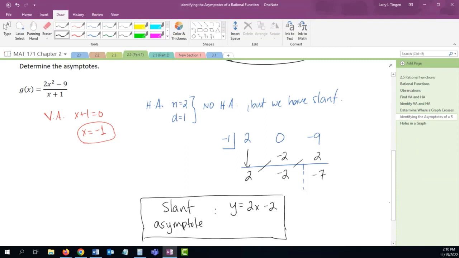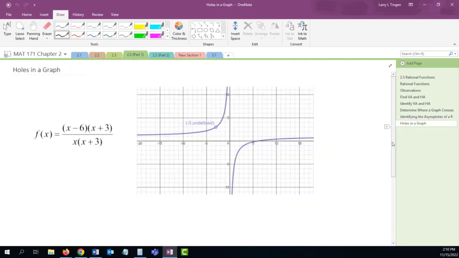Horizontal asymptotes, vertical asymptotes. Now we have talked through slants. Last thing, and I know we only have a few minutes, but let's talk about that hole in the graph. And let me show you what it looks like. So here it is again. This is similar to the problem we did before.